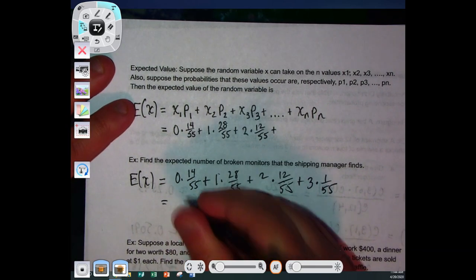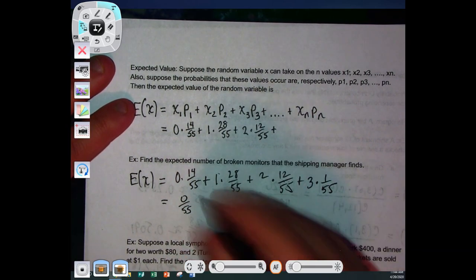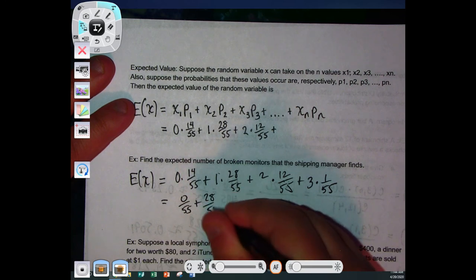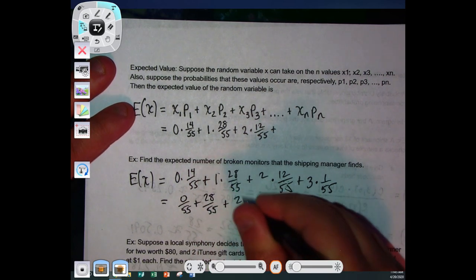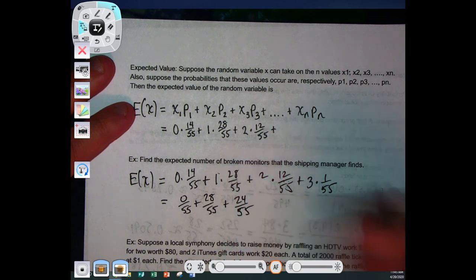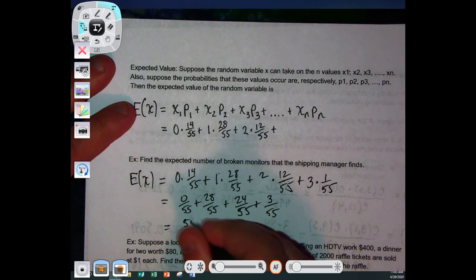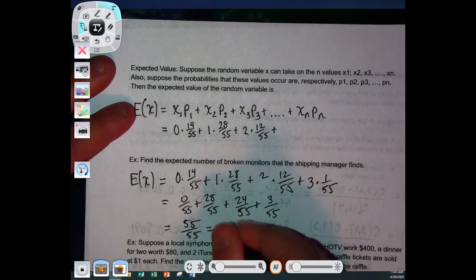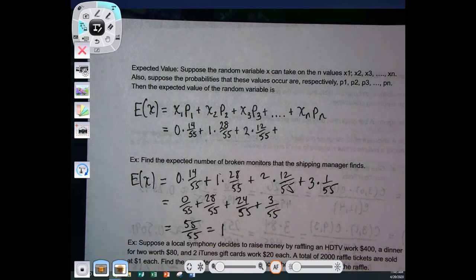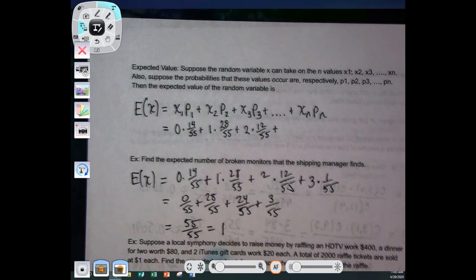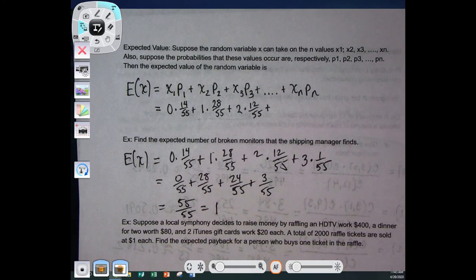So we end up with 0/55 plus 28/55 plus 24/55 plus 3/55, which gives us 55/55, which is equal to 1. So what does that tell us? Well, that tells us on average that the shipping manager will find 1 broken monitor in this sample of 4. That's what that tells us.